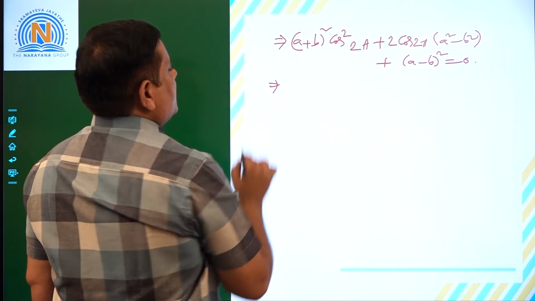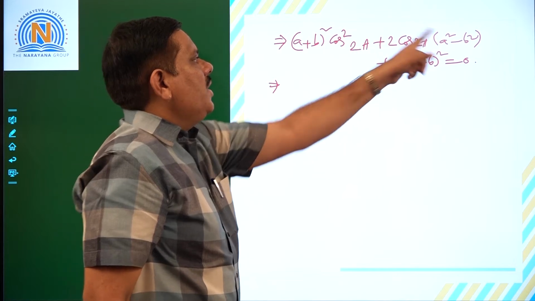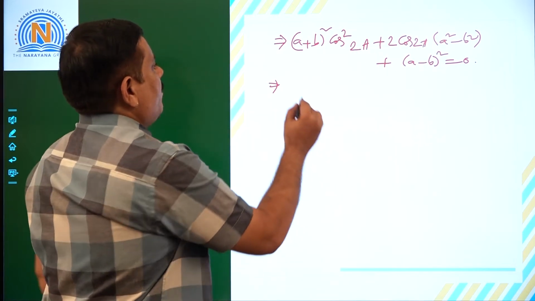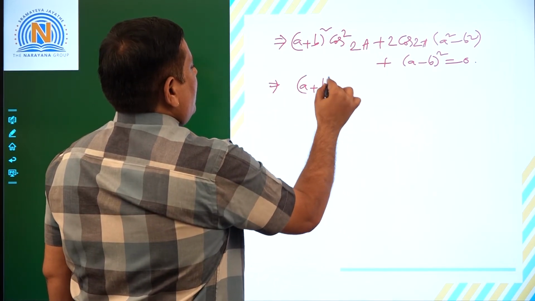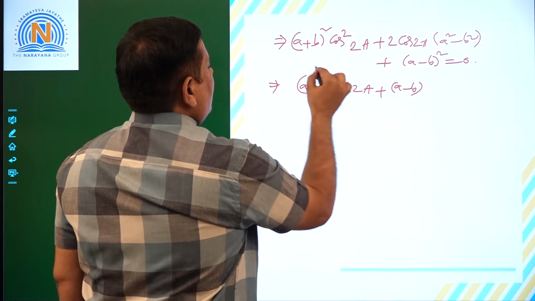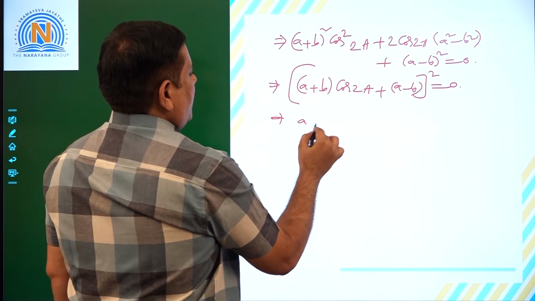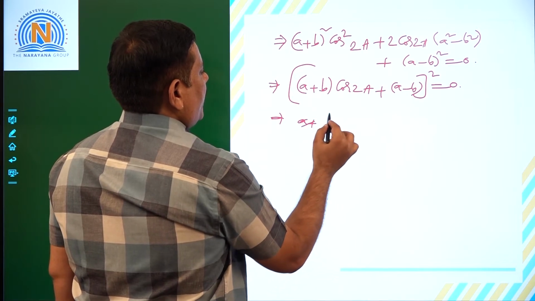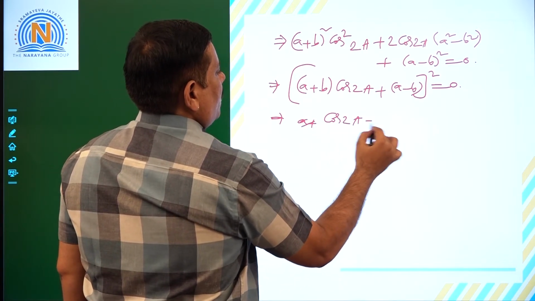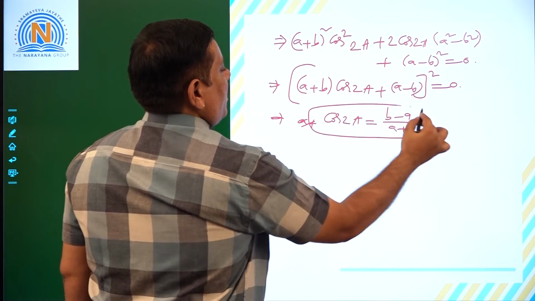That implies, if you observe here, it is in the form of something square, a square plus 2ab plus b square form. So this can be written as a plus b cos 2a plus a minus b whole square is 0. Okay, that is otherwise a plus b. So simply I can say cos 2a is equal to b minus a by a plus b. This is how I got my cos 2a value.